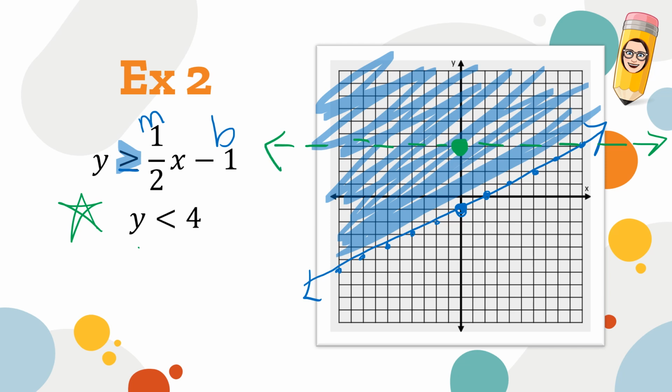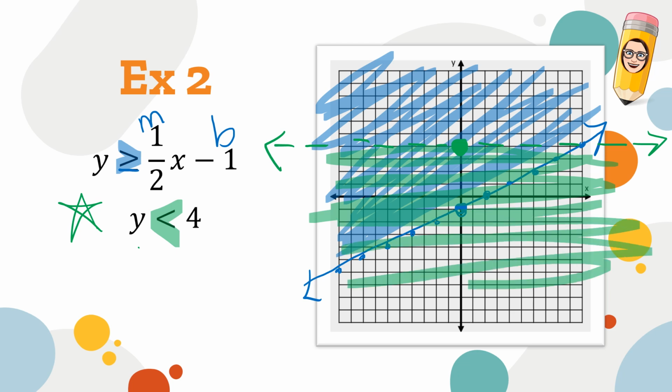Now our shading. Our shading is less than the green line, which is the bottom half of the graph. And so you want to shade all of it lightly. And here's what we're going to do. We're going to go back and say, okay, where is it double shaded? Double shading says that all of the points in the double shaded area would work and be true in both inequalities.